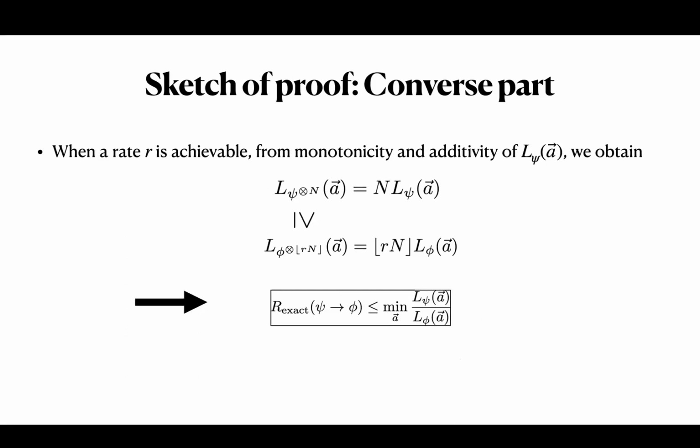For the converse part, when rate R is achievable, using the monotonicity and additivity of L, we can derive this inequality. So this is monotonicity and these equalities are additivity. And from this, we can show that the achievable rate is always equal to or smaller than this quantity. Combining the direct and converse parts, we can show that the exact conversion rate is equal to this quantity.